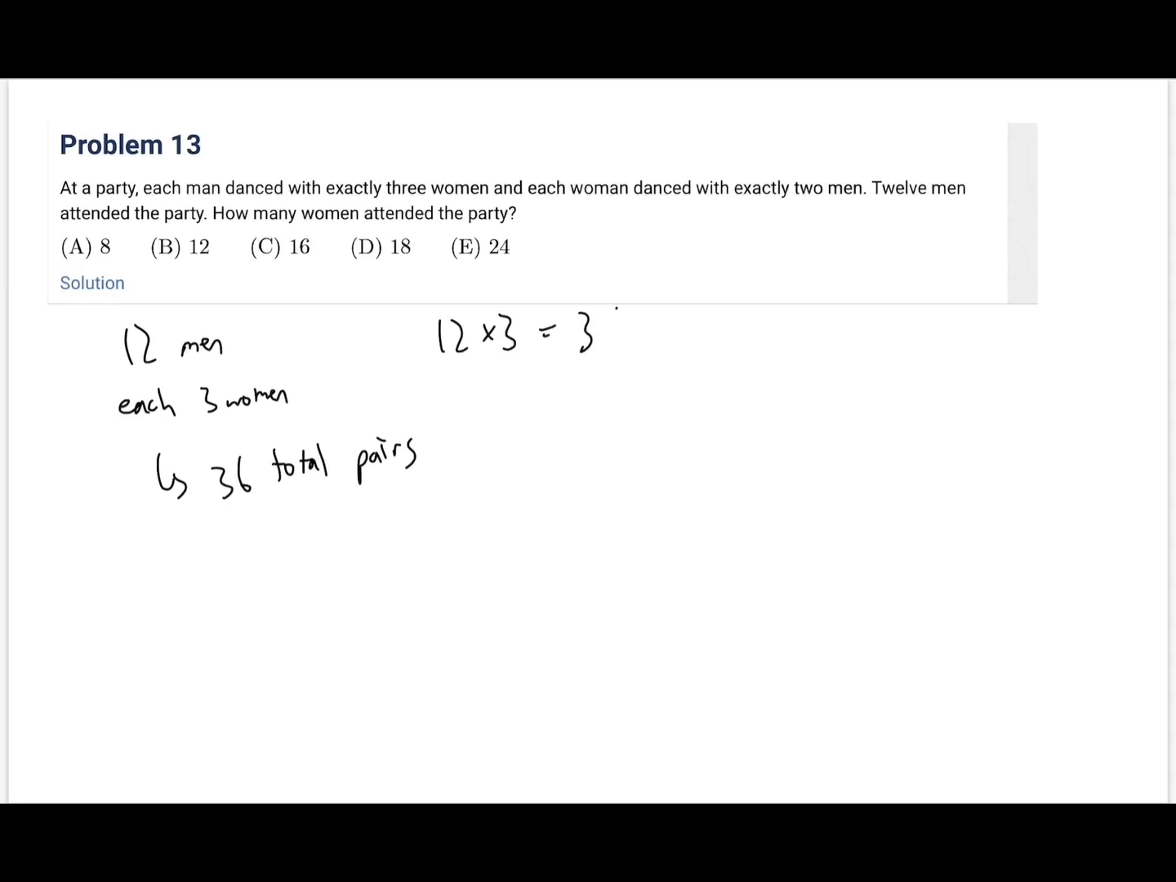So this is 36, but this is also equal to each woman dancing with exactly 2 men, multiplied by the number of women that attended. So if there are n women that attended, then 36 would become n multiplied by 2. So n will be 36 over 2 equals 18. So the answer is D.